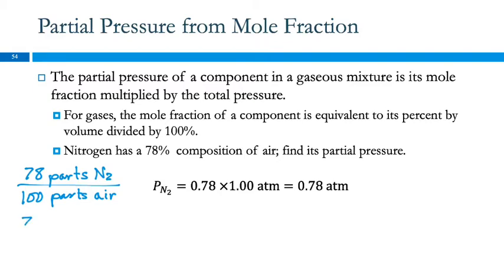So we could express that as 78 moles of nitrogen per 100 moles of air, and that gives us a fraction of 0.78. Right? That's the percentage divided by 100. That is the mole fraction of nitrogen in air. So the partial pressure of nitrogen is the mole fraction times the total pressure. So the partial pressure for nitrogen is 0.78.